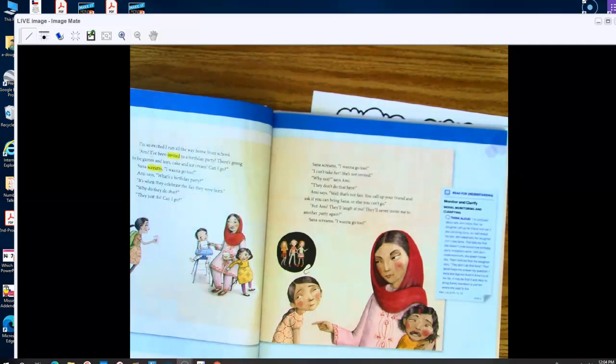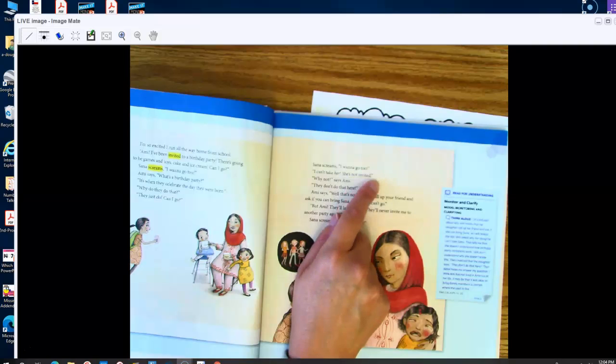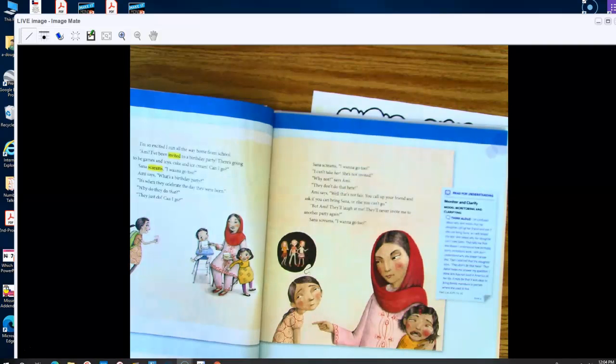So I will reread the text. Ami asks why her daughter can't take Sana. "I can't take her. She's not invited." Well, that tells me she doesn't understand how birthday party invitations work. Does her mom understand that? No. I still don't understand why she doesn't know this.